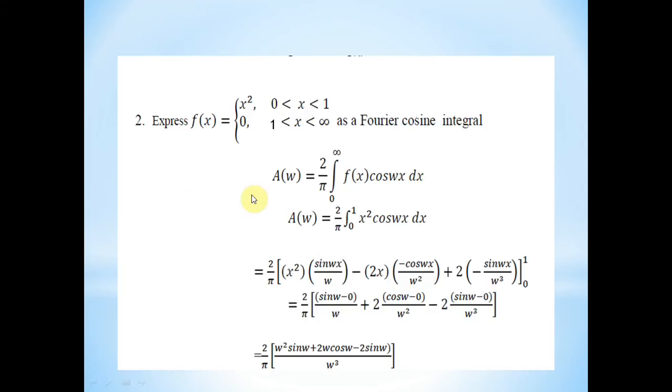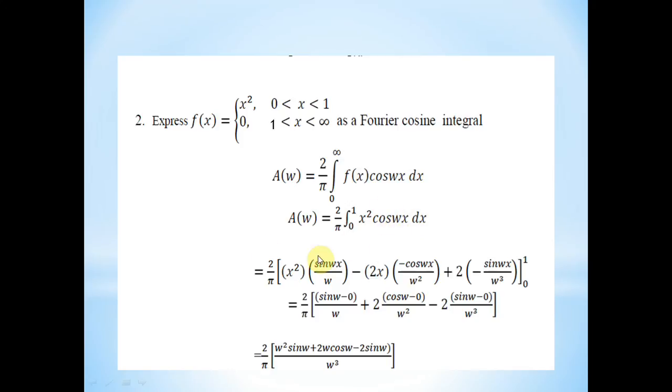Now substitute for this f of x. F of x is equal to x square, and we split this integral 0 to infinity into two depending upon the functional value. It will be from 0 to 1 plus from 1 to infinity, and in the integral 1 to infinity f of x is 0, so what remains is integral 0 to 1 x square cos omega x dx. Now we need to apply integration by parts to calculate this integral. I take x square as the first function and cos omega x as the second function.